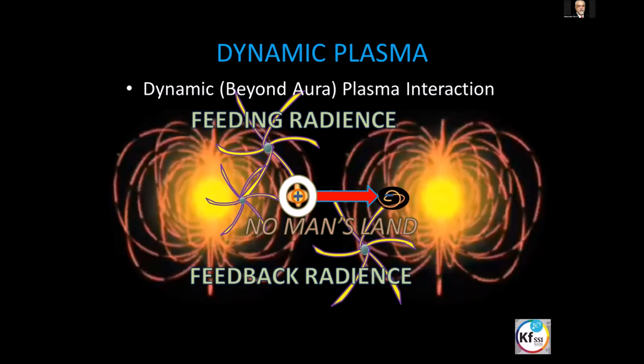The feeding radiance of one plasma and the feedback radiance of another plasma. Those are the two points of reference. And then the in-between point is the flow of energy between, and it stays true. It has to stay true. If it gets deceived, it will disconnect.